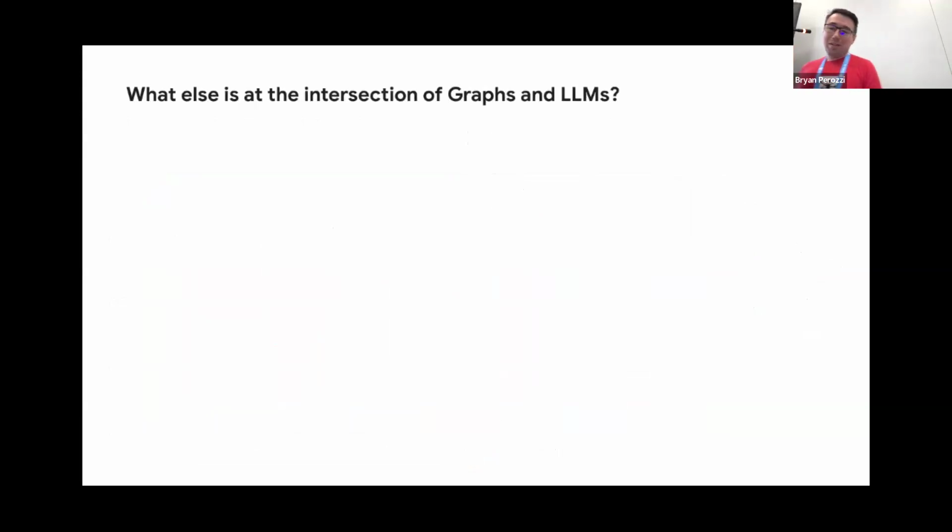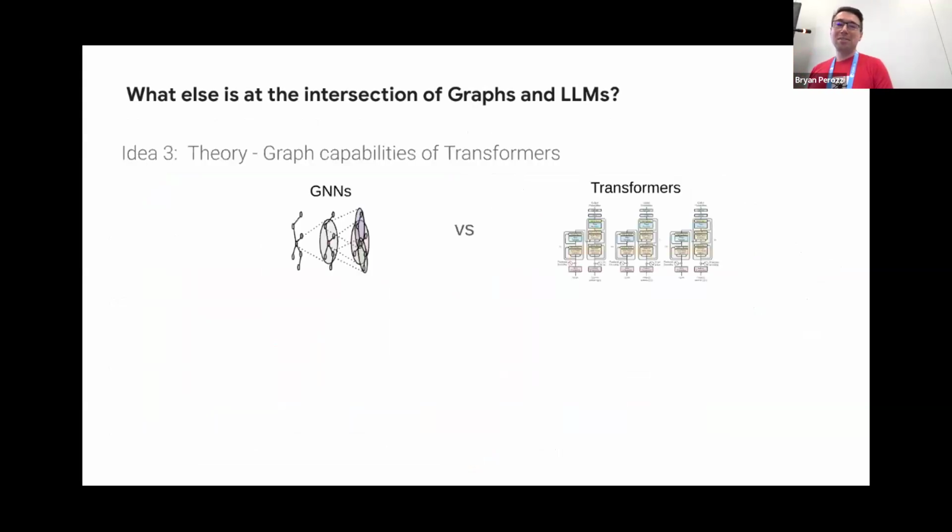And because I don't have a lot of time, basically every one of these results has a paper with a lot of extra information in it. So this is kind of like the TLDR version. But what else is at the intersection of graphs and large language models? There's two other ideas that we found really exciting lately.